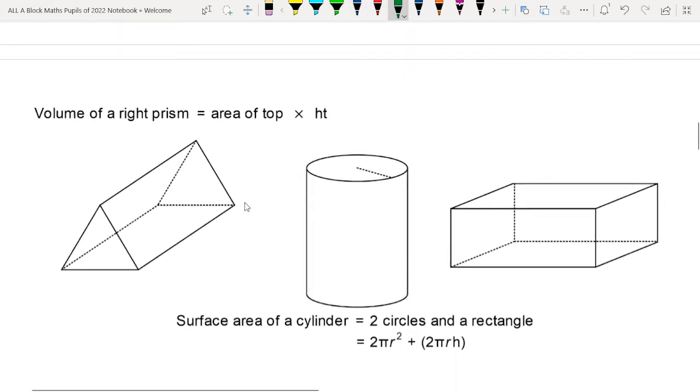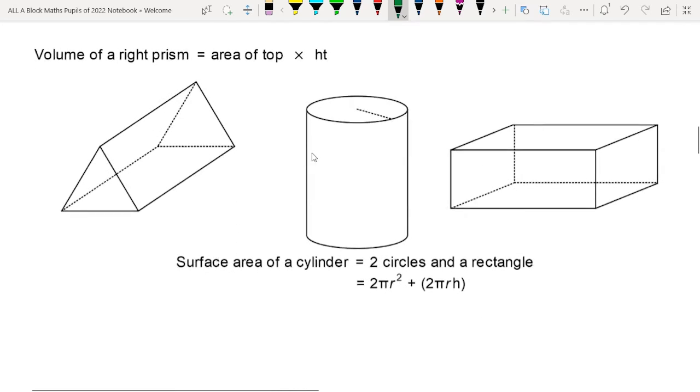Second little last gasp thing is just the volume of what's called a right prism. Now, a right prism is any shape where the top and the bottom are the same. The reason it's called a right prism is that the sides are at right angles to the top and the bottom. The general formula for the volume of one of those is just the area of the top times the height.